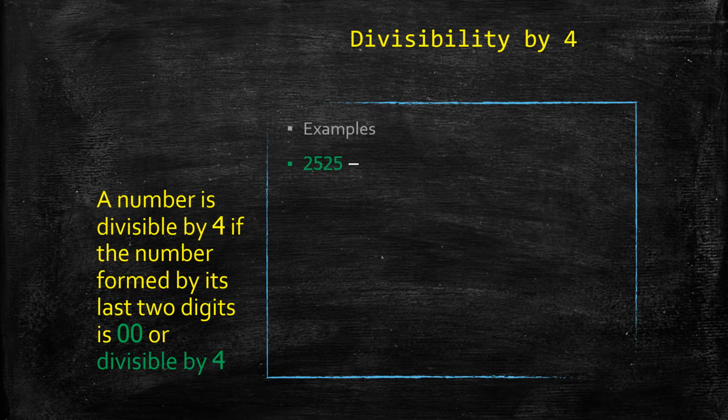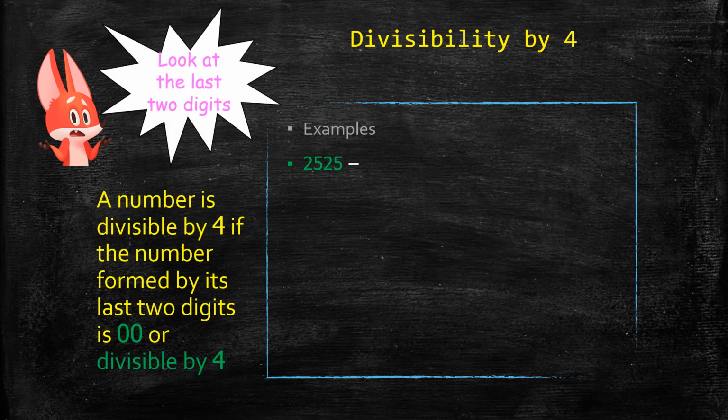So you have a number here. Somebody is going to help you now. Who's that? Yes, Foxy. What should we do? Look at the last two digits. What are the last two digits of this number? 25. Yes. So we don't have 00. So is 25 a multiple of 4? Do you find 25 in the multiplication table of 4? No. So what can we conclude? This number 2525 is not divisible by 4.